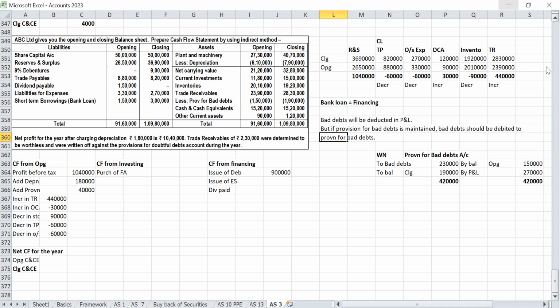So provision 40,000 you have added, correct? Yes, sir. Then cash flow from operating activities is over, right? Yes. Okay.